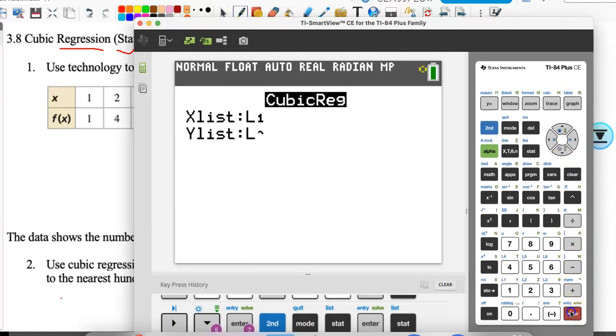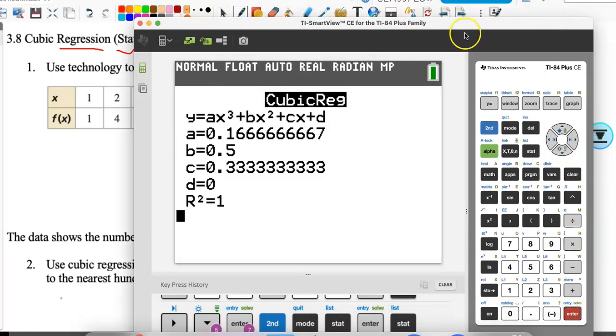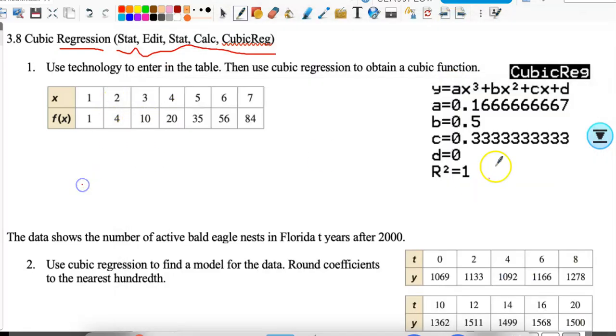So go down to 6, hit enter a million times, and this should come up on your calculator. Notice I have a cubic in standard form, so I've got A, B, C, and D, and I'm going to write the equation. Your calculator will give you decimals.